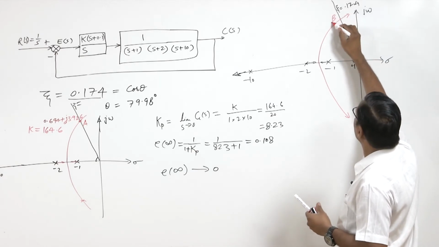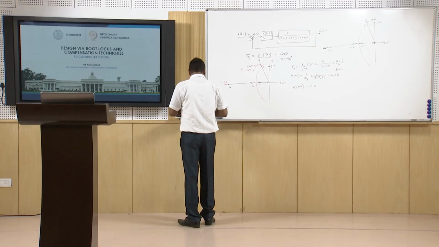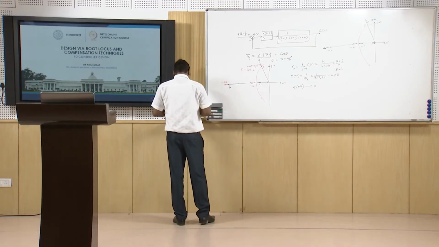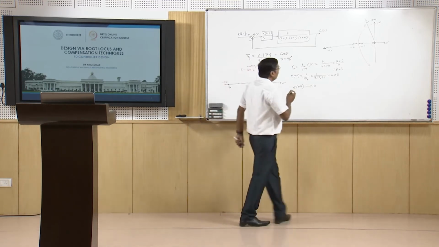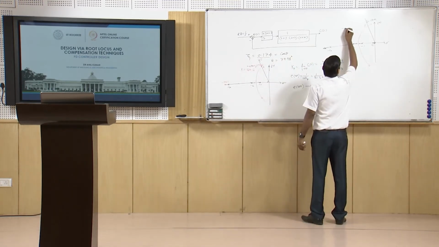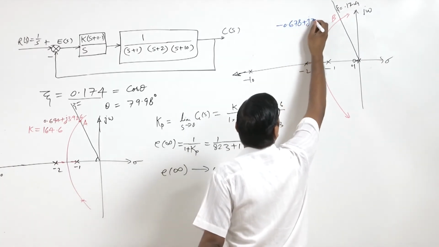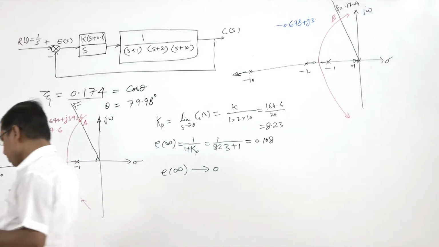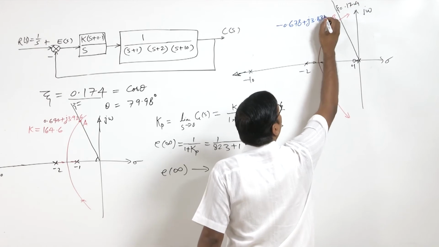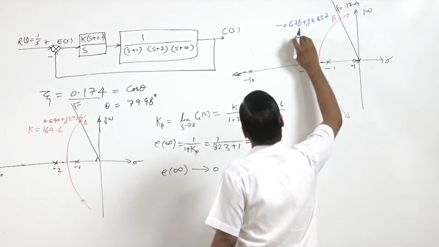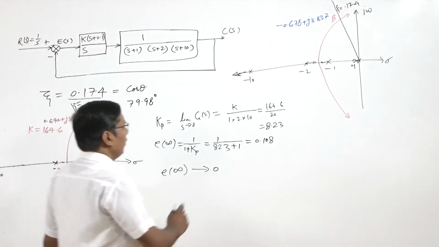Let's say this is point B, and we can find this point B, and we will get that it is minus 0.678 plus j83.837. So it is cutting this point here, and gain is 158.2.